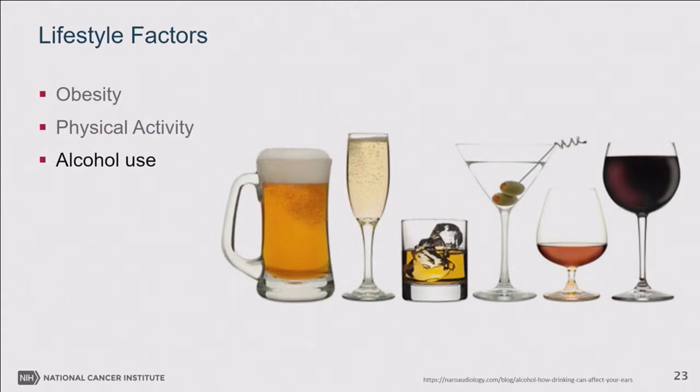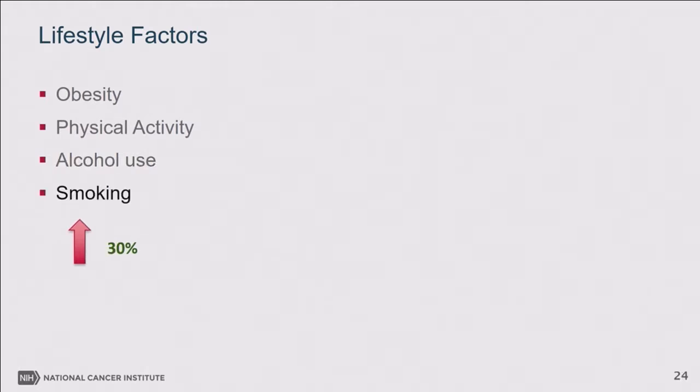Alcohol use has been associated with an increased risk, and in a recent study, we found that individuals consuming 5 or more alcoholic beverages per day had about a 70% increased risk of intrahepatic cholangiocarcinoma. And similar to obesity, some medical conditions that are strongly related to chronic heavy alcohol use, such as alcoholic fatty liver disease, confer a substantially increased risk of cholangiocarcinoma. Smoking is associated with about a 30% increased risk.